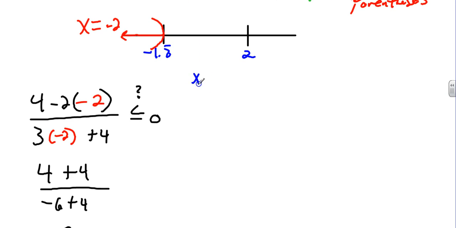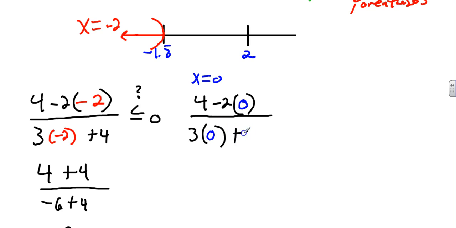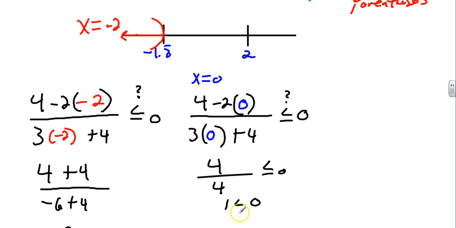All right. Again, 0 is in the middle, so plug that one in and see what happens. Put the 0 here and the 0 here. That's 4 minus 2 times 0 over 3 times 0 plus 4. So that's 4 over 4, so it's 1. Is 1 less than 0? That's a no, so we get to skip that value.